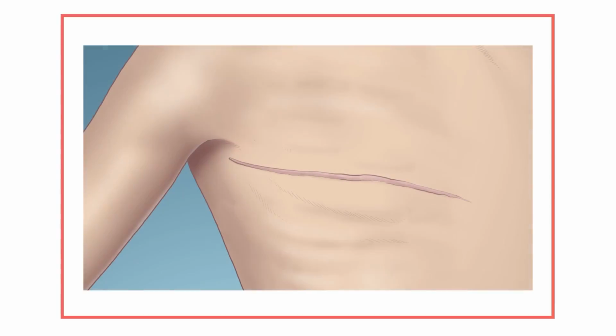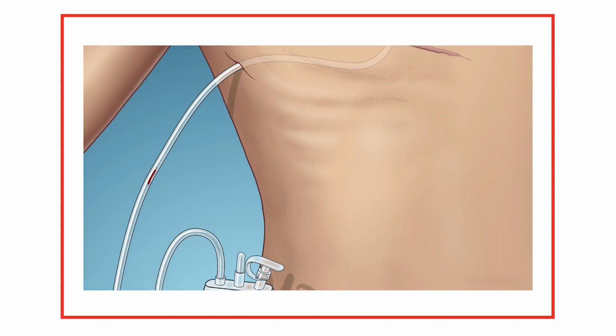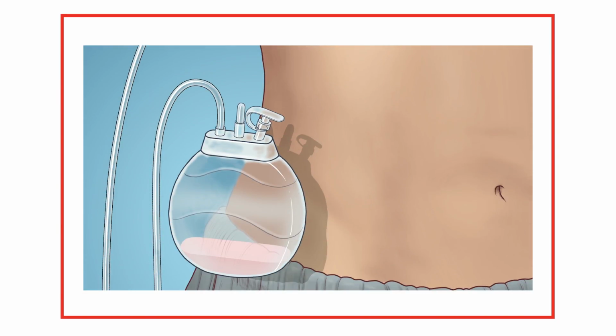To avoid fluid buildup, your surgeon may have inserted a flexible tube into the surgical site during your surgery. The drain allows fluid from the surgical site to drain into a reservoir that can be emptied. In this video, you will learn the steps to care for your drain as well as the dressing covering the area where the drain enters your skin.